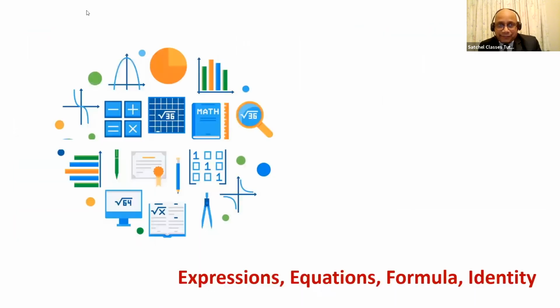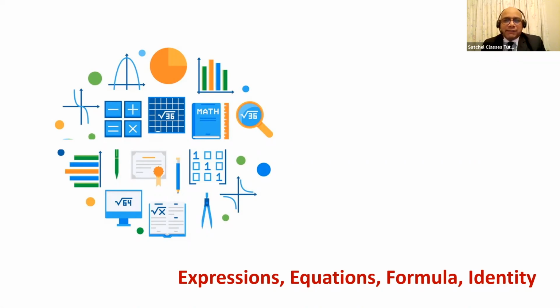That's the end of this lesson. I hope you understood whatever was taught in this lesson, particularly what each of these quantities means. Okay, expression, equation, formula, and identity. Just to be more specific, expression is just a combination of terms without an equal to sign. Equation is an expression equated to something.